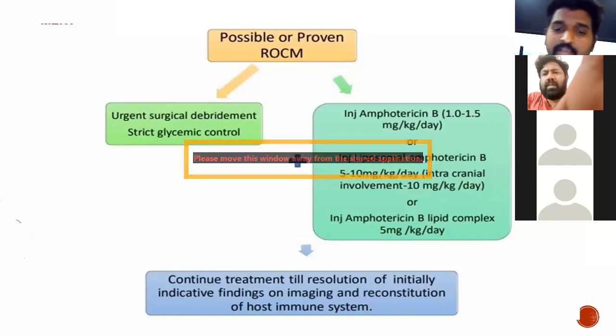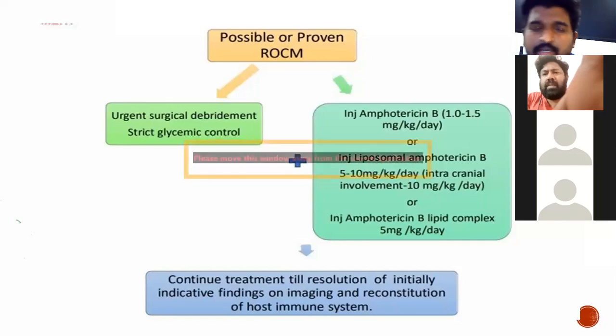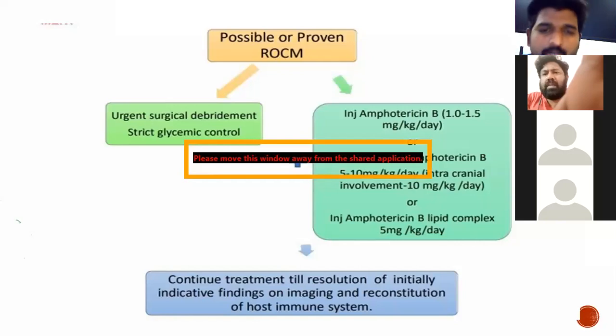Or you can use amphotericin B lipid complex 5 mg per kg per day. Among these three, whichever is available, you can use. But I prefer liposomal amphotericin B because even though it is somewhat costly, the risk of nephrotoxicity and other electrolyte imbalance is far less when compared to conventional amphotericin B and amphotericin B lipid complex. Even with liposomal amphotericin B, in marginal kidney patients, you may get nephrotoxicity, so you need to monitor the patient after giving amphotericin B.